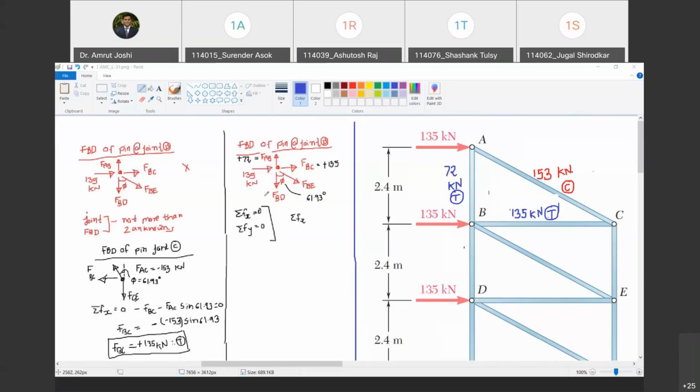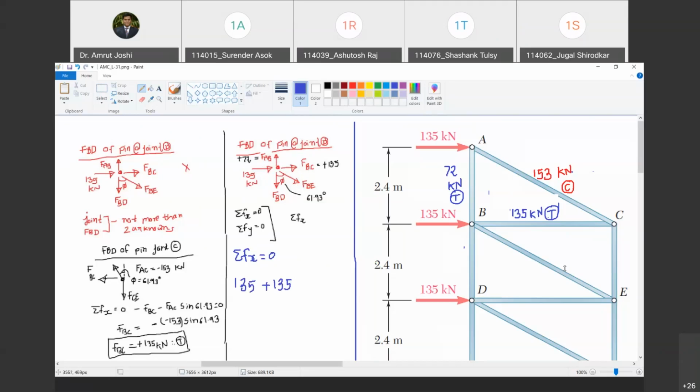If I apply summation Fy equal to 0, then FBE is also going to have a component and FBD is also there, so it is not going to give me the value of any of the forces directly. Therefore it is wise to use summation Fx equal to 0 first, and that leads to plus 135. You have to understand this. FAB doesn't have any component in the horizontal direction as it is vertical. Then we have plus 135, that is FBC.